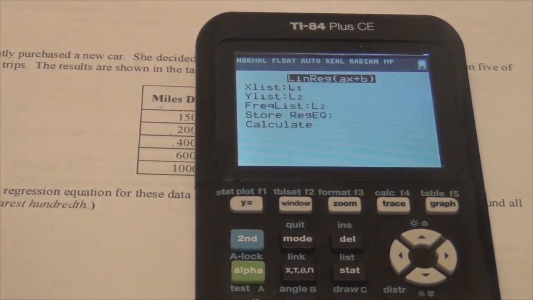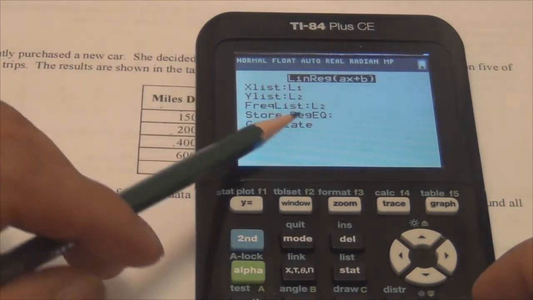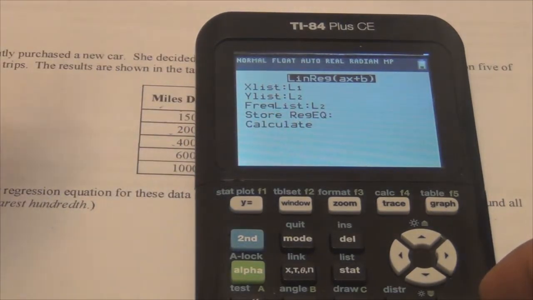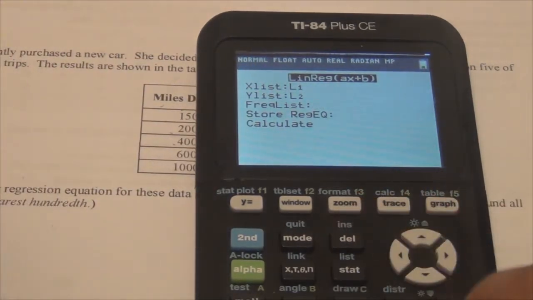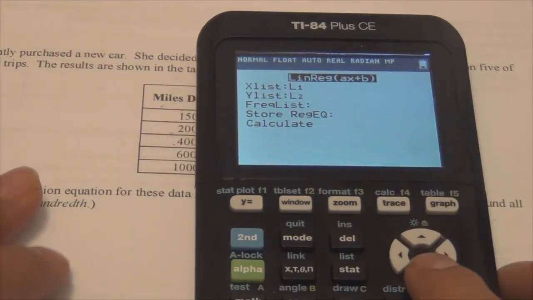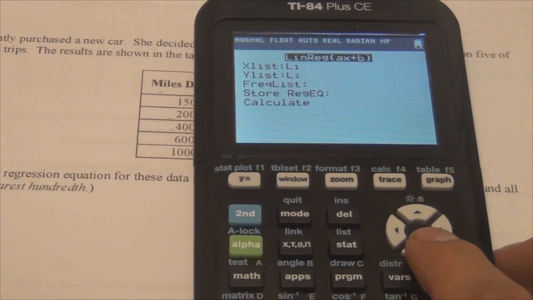So, boom. Do I have that on L1? Yes, I do. Did I put anything on L2? Yes, I did. Do I have a frequency list? How much of one and the others? No, I don't. So here we're gonna delete that. Now we're gonna kill two birds with one stone.